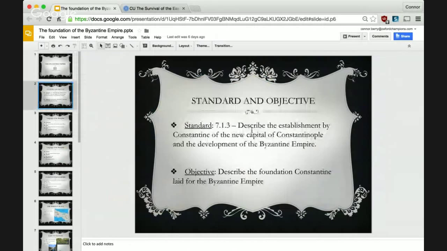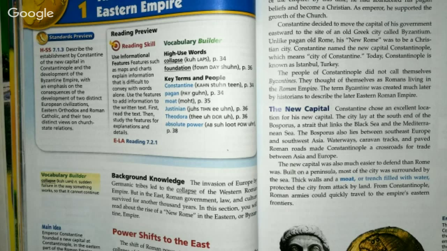There we go, our standard. This standard only has the part of it that's important to us. Describe the establishment by Constantine of a new capital of Constantinople and the development of the Byzantine Empire. And again, you have an objective. You're talking about the development, the foundation of this Byzantine Empire. Okay, so we have three different pieces, but we're getting the same information from all three. Okay, and now back to our book.